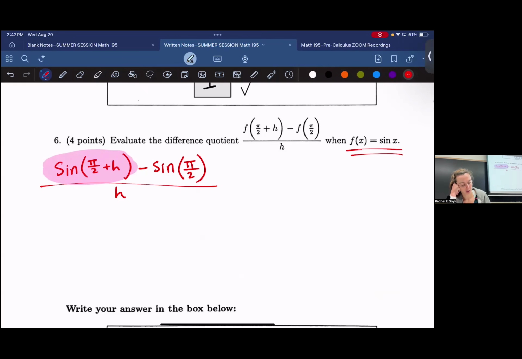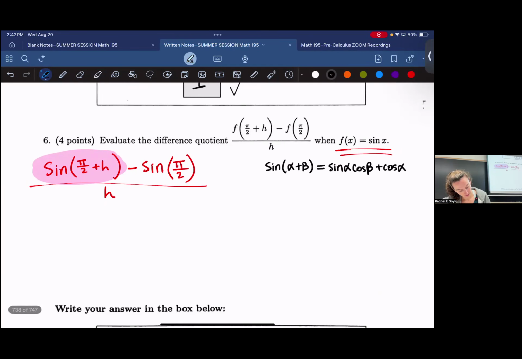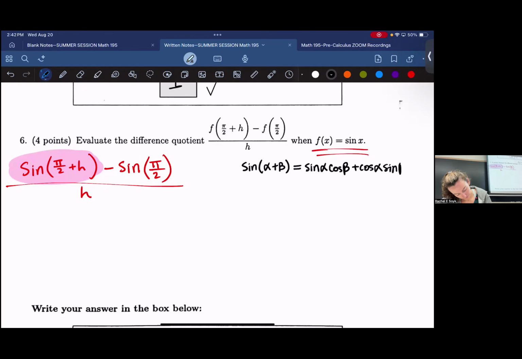And I'll maybe write that general formula off to the side to recall your memory. We're dealing with sine, so the signs are going to stay the same. We have our sine of alpha plus beta, but the pairings are going to be different. So it is equal to sine of alpha cosine of beta plus cosine of alpha sine of beta. And so we're going to let our alpha be equal to pi over 2 here, and our beta is going to be equal to h.